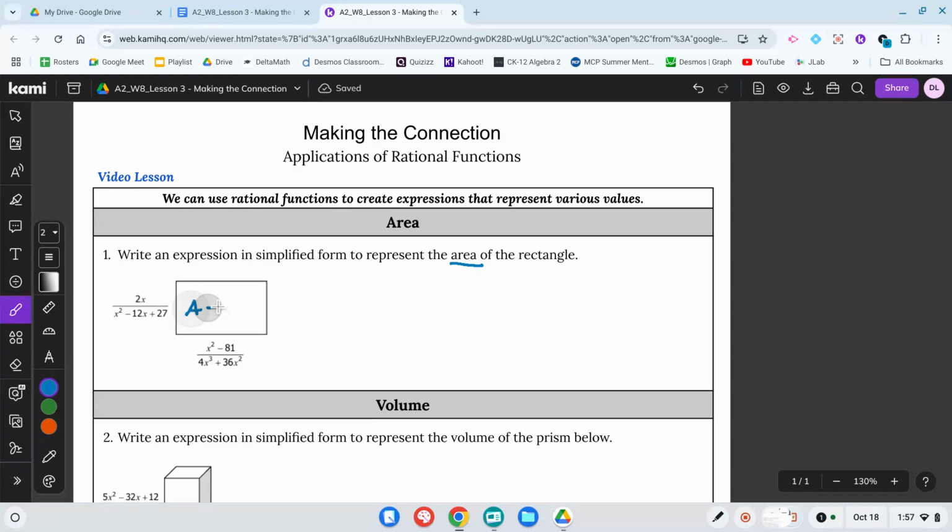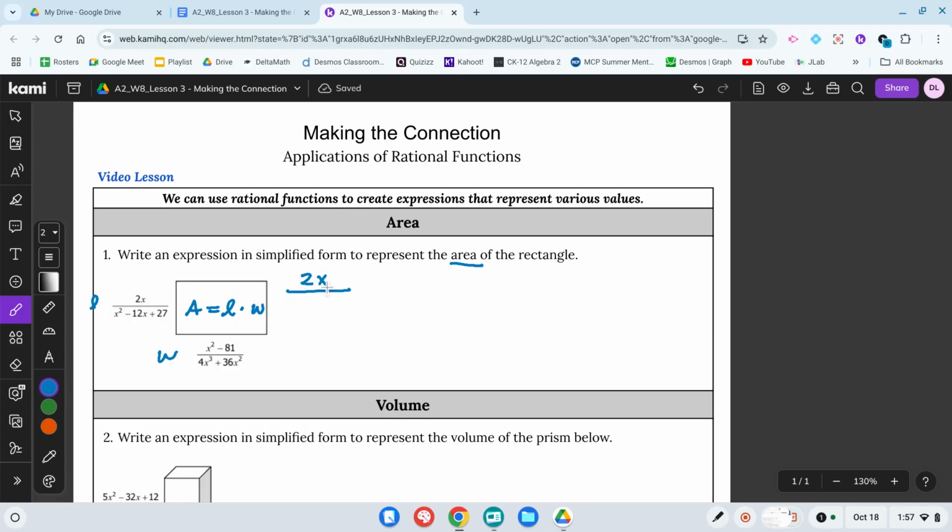In this case, area is length times width. Okay, and it doesn't matter which one is which for this. So we'll say this is the length, this is the width, and we're just going to multiply those. So I'm going to set up my fractions. So I have 2x over.